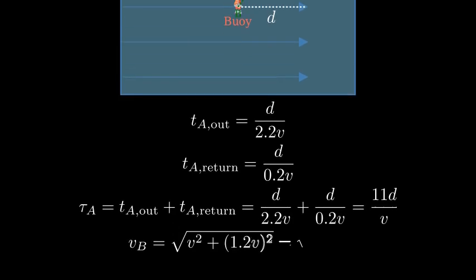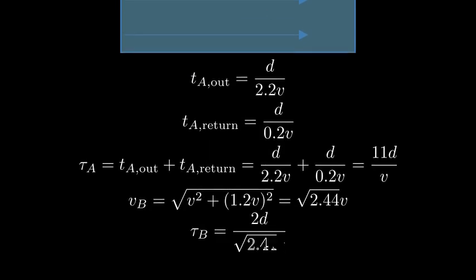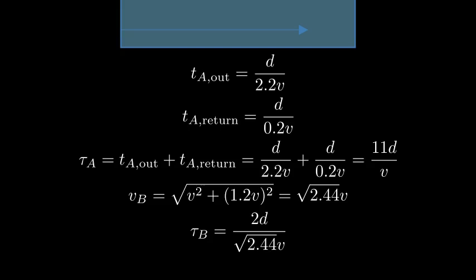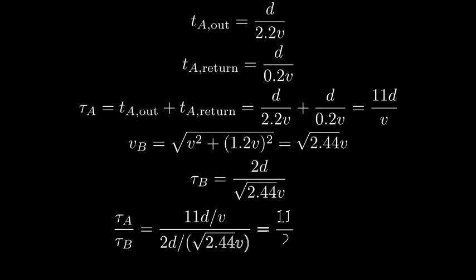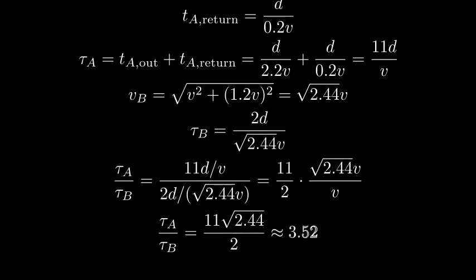For boat B, the speed is constant at square root of 2.44 v. So the total time for boat B is 2d divided by this speed, which gives 2d divided by square root 2.44 v. Now we can find the ratio tau A divided by tau B. This simplifies to 11 divided by 2 times square root 2.44, which equals 3.52.